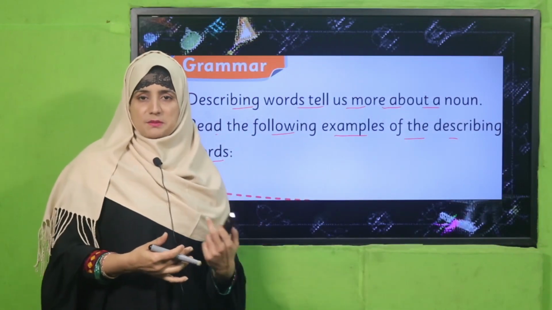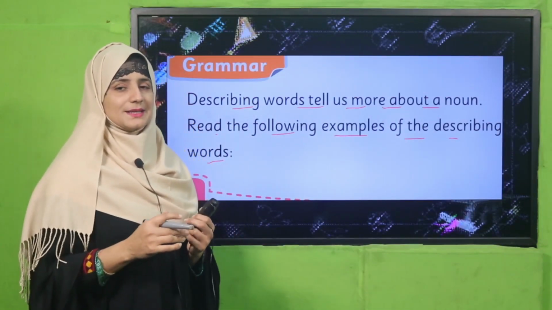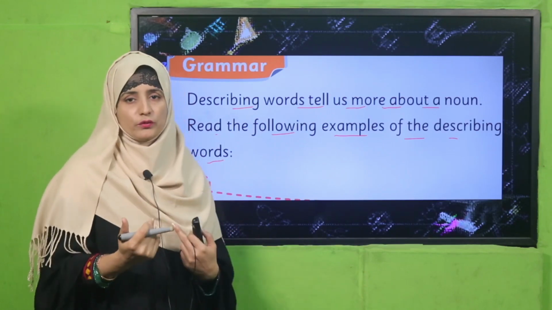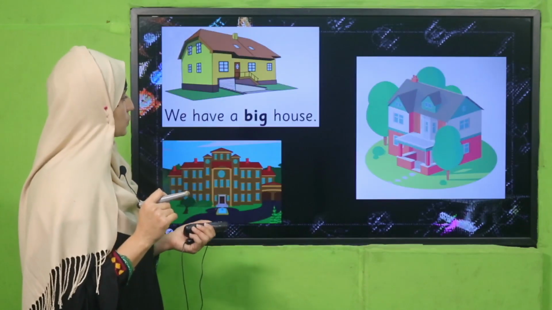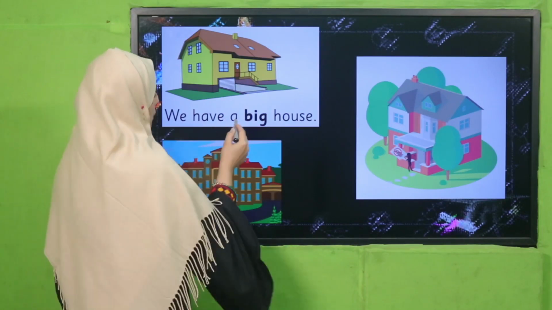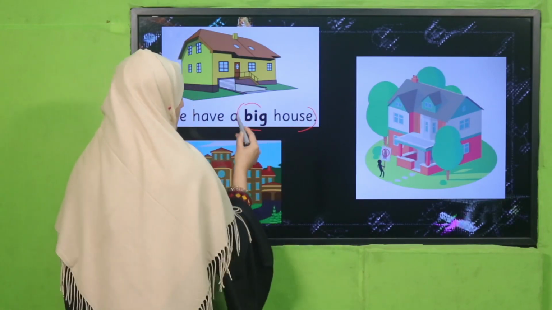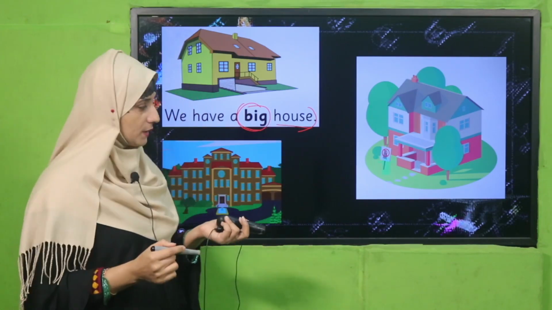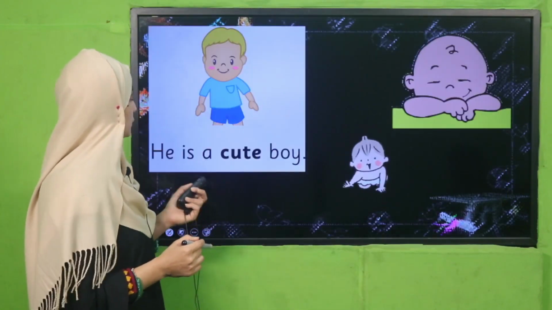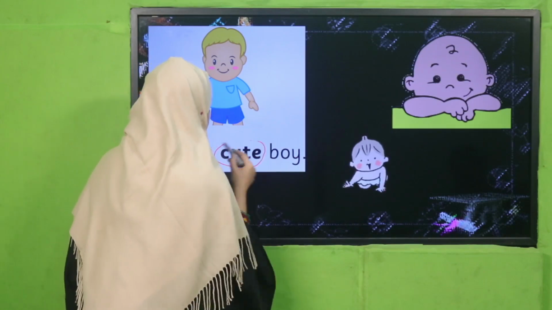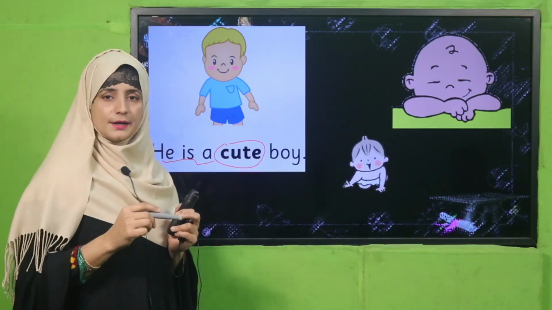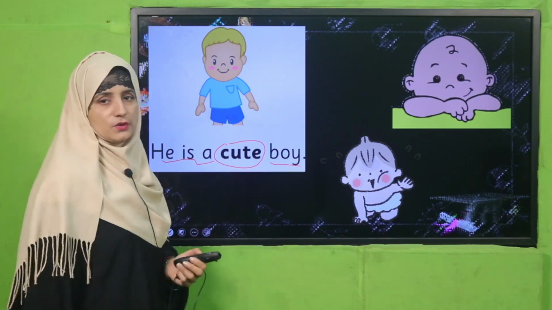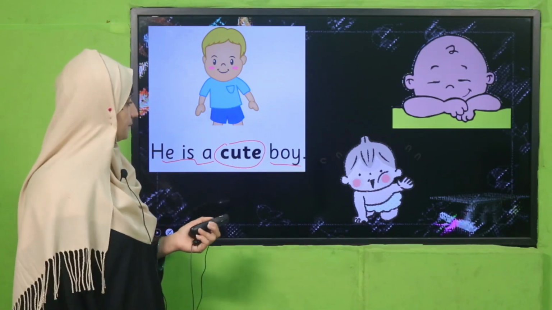Noun means naming words. So like beautiful doll. Doll is a naming word and beautiful is a describing word. See examples. We have a big house. Wow. So big is a describing word and house is a naming word. Next one. He is a cute boy. Boy is a naming word and cute is a describing word.